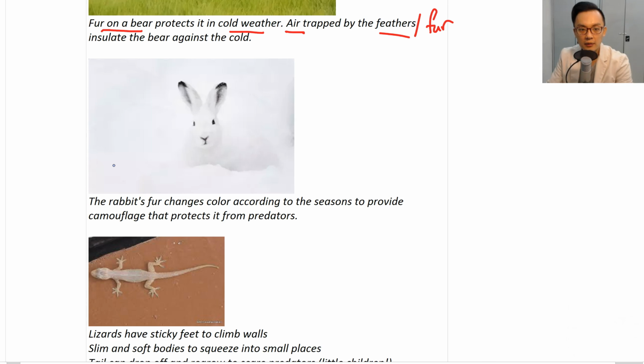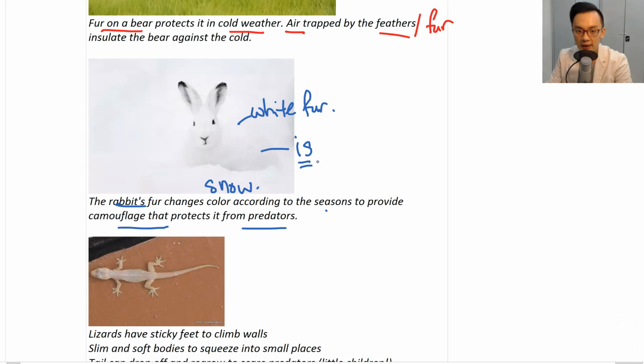Another example, the rabbit's fur changes color according to the seasons to provide camouflage that protects it from predators. So this is white fur, which is a good camouflage against the snow. You can hardly see the rabbit against the white snow. So again, this is what the rabbit is. The rabbit cannot do anything to make the fur white. A rabbit has white fur, and therefore it is a structural adaptation.